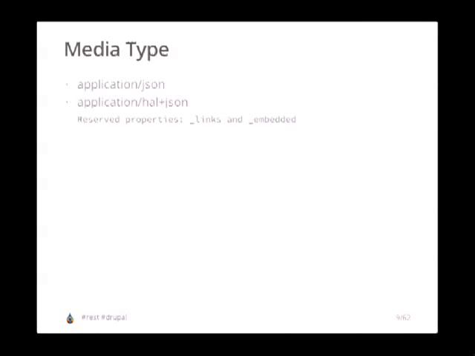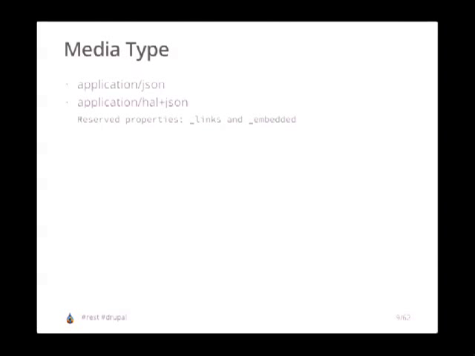And all that HAL does, saying that you're using application HAL plus JSON, all that does is indicate that there are a couple of extra bits of semantics. The consumer knows that there might be this links keyword or there might be this embedded keyword that they can use to get some extra information. And so it's really just a contract between the client and the server as to what the extra information contained inside might be. So you can have these media types that are specified on top of base formats.